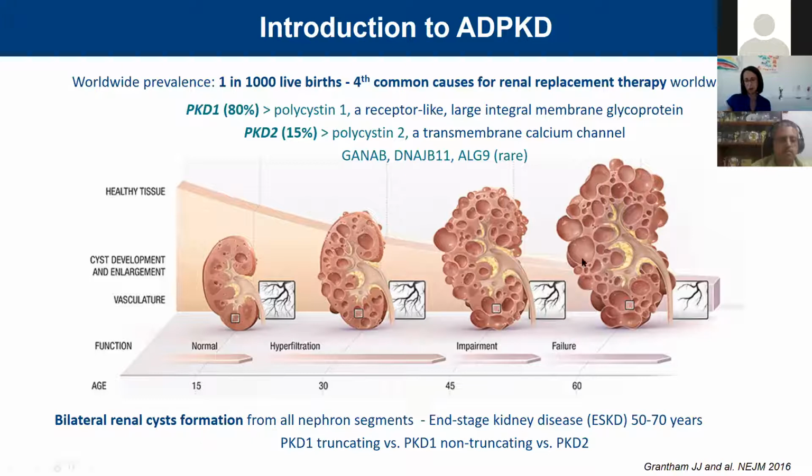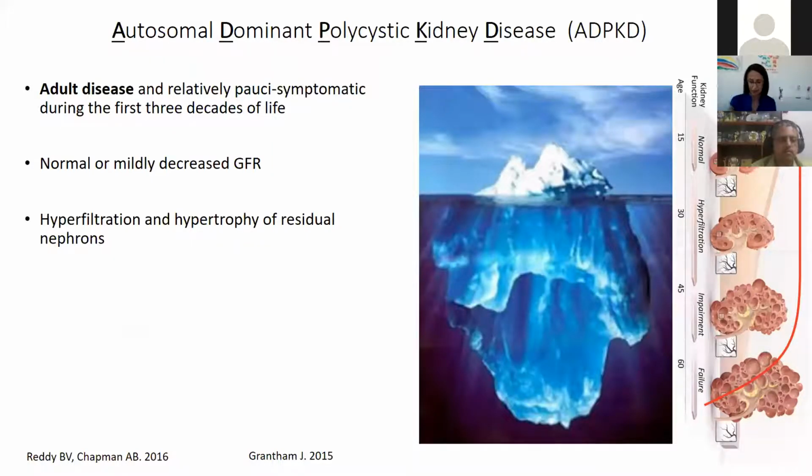It has also been shown that there is a genotype-phenotype correlation, as patients with PKD1, and more specifically the ones with PKD1 truncating mutations, have a severe phenotype compared to non-truncating and to PKD2 mutations. And of course, it has been demonstrated that end-stage renal disease is reached only at the age of 50, 60, according to the genetic background. So the term adult polycystic kidney disease is sometimes used, because it is relatively asymptomatic during the first 3 decades of life. However, I think we are just seeing the tip of the iceberg.